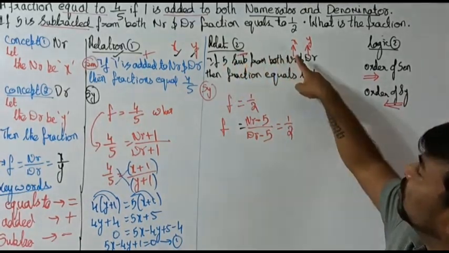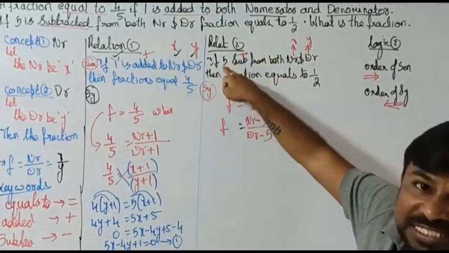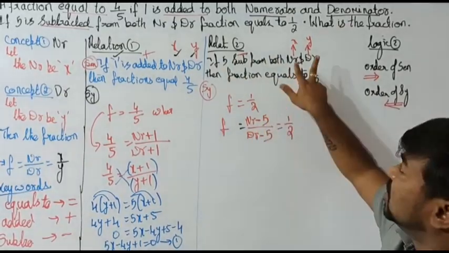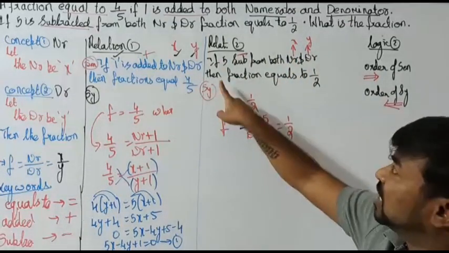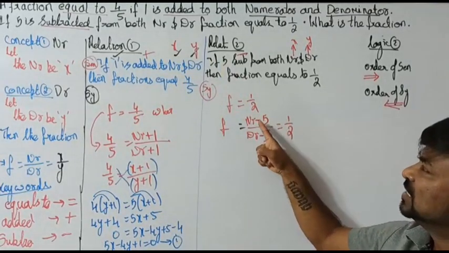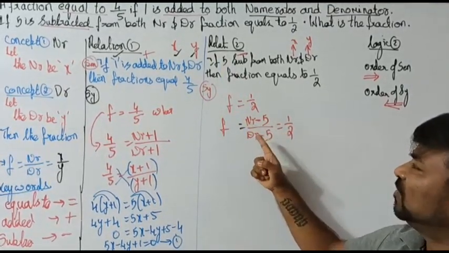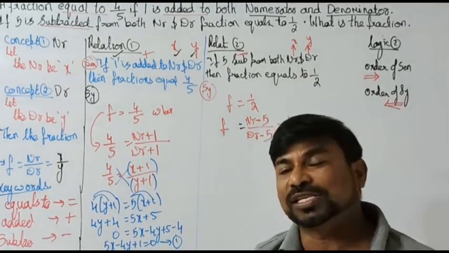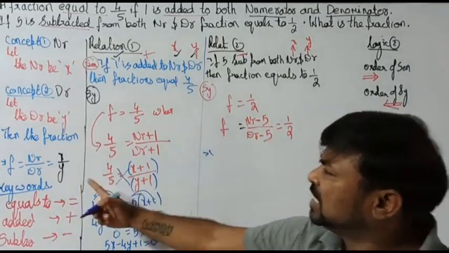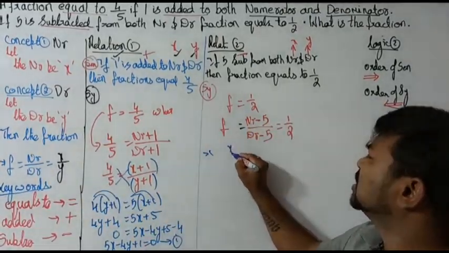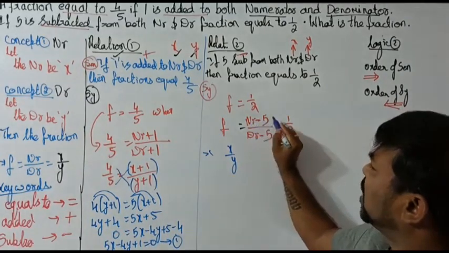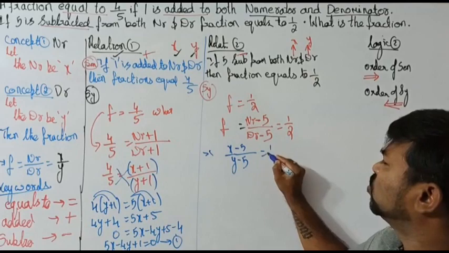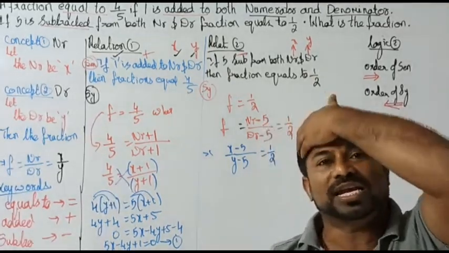In the sentence, 5 comes first and the numerator and denominator come last. But while writing in symbols, write the numerator and denominator first, then write the 5 last. 5 taken away from the numerator, 5 taken away from the denominator, then the fraction equals 1 by 2. This is how we are supposed to say it. Numerator is x, denominator is y, that is x by y. So x minus 5 by y minus 5 equals 1 by 2. This is what you have to set up.